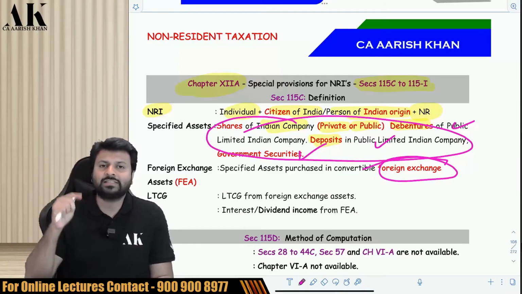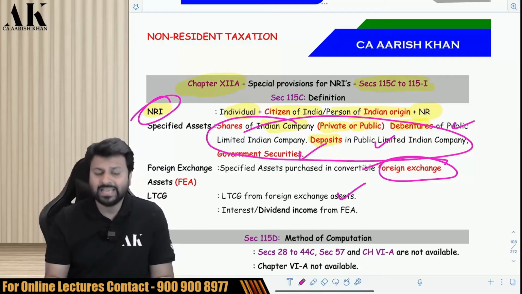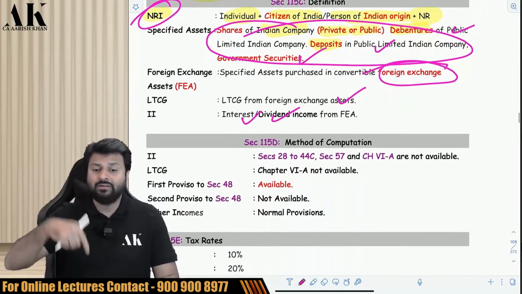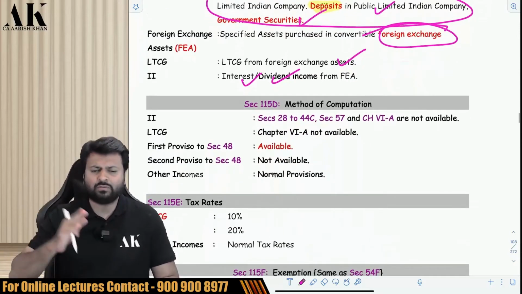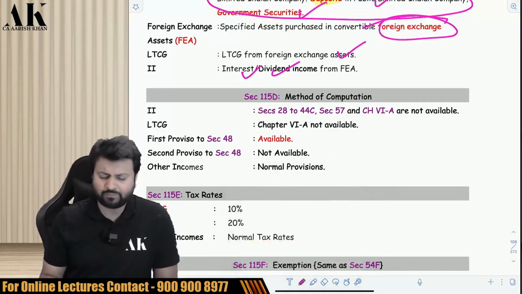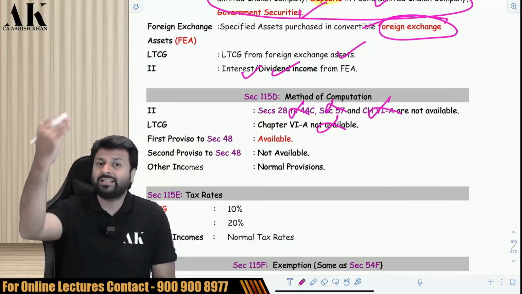And if these assets are purchased in foreign currency by NRI, then their long-term capital gains and their interest and dividend income will be taxed as per this particular chapter. And what is this chapter? This is an optional chapter. If you want to come, come. If you don't want to come, don't come. That is your choice. Are we going to get any deduction of PGBP? No deduction of PGBP, no deduction of IFOS, no chapter 6A available. Nothing is allowed against your other above income.